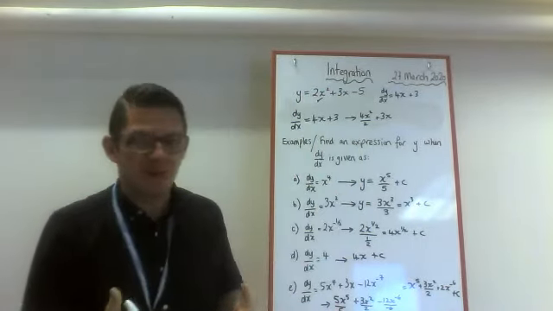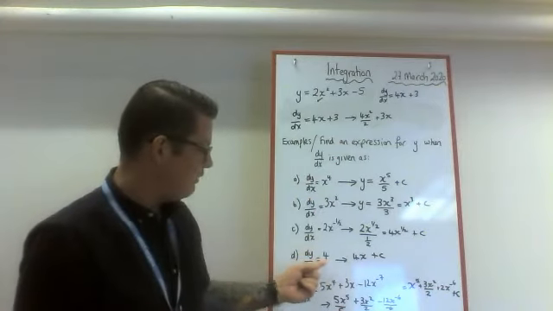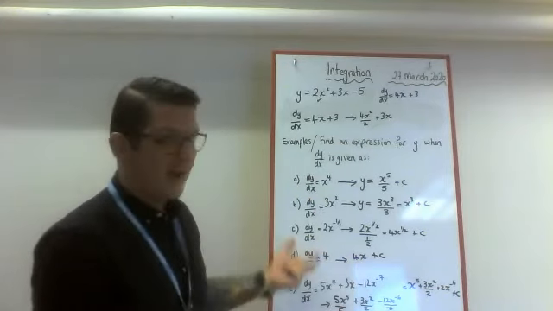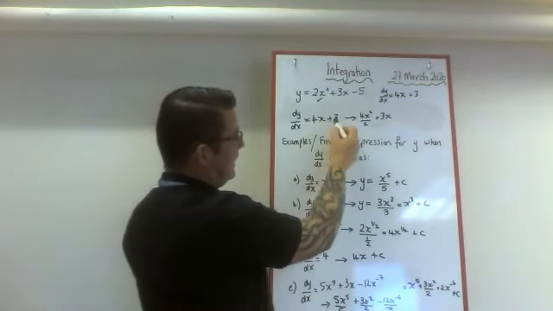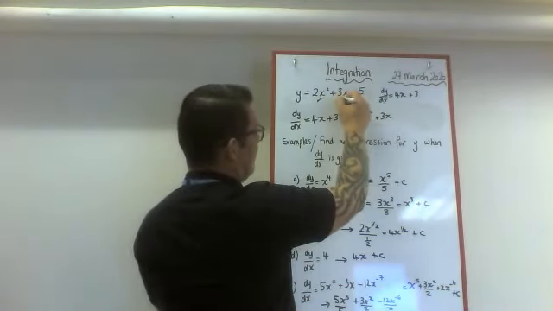Any number, don't forget, like I said before, any number, 4 just becomes 4x. 5 becomes 5x. Minus 7 becomes minus 7x. Here the 3 becomes 3x. And we've got that term.